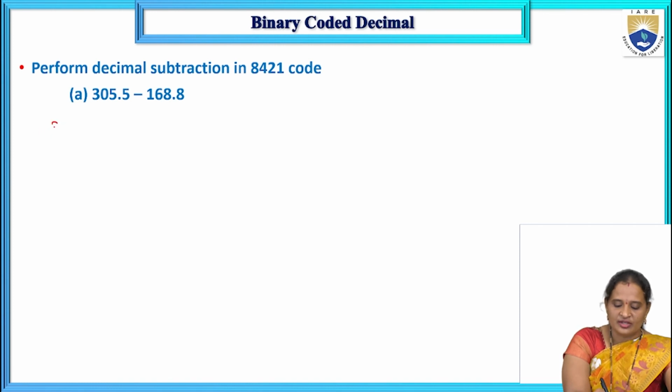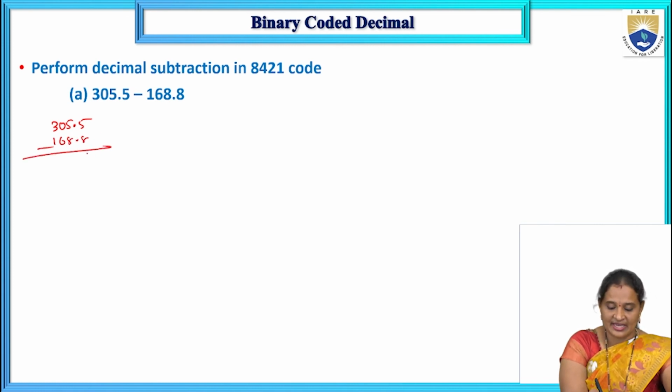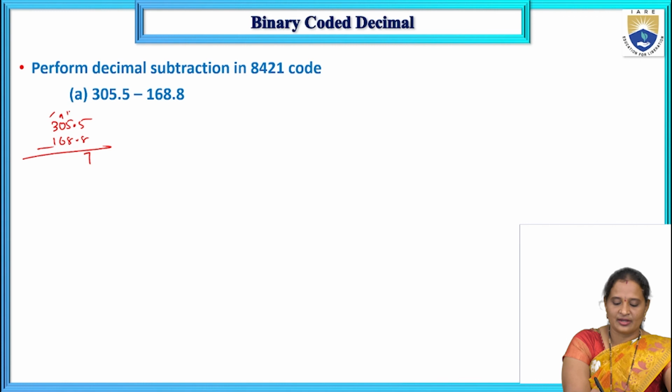So now 305.5 minus 168.8. So how much will I get? 15 minus 8, it is 7. And this one is 9 and 10. 14 minus 8 is 6. Okay. And next, this one is 2 minus 1 is 1, so 9 minus 6 is 3. 136.7.